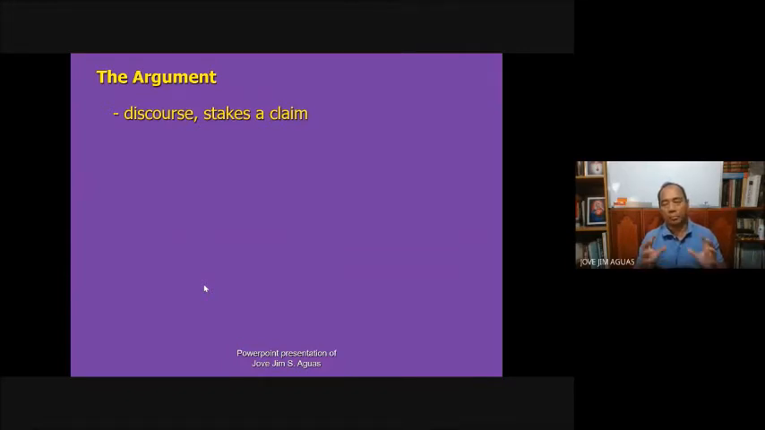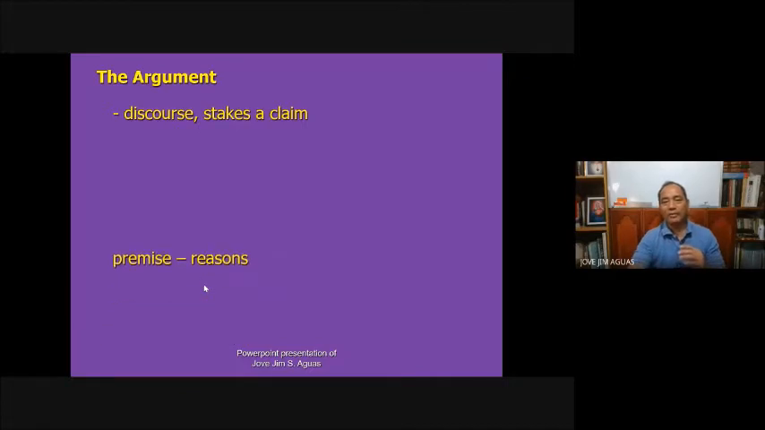Okay? The argument. The product of reasoning is argument. The product of simple apprehension is the concept. The product of judgment is the enunciation. And the product of reasoning is the argument. And we define argument as a discourse that stakes a claim, meaning it claims something. What is the claim? The claim is the conclusion, the proposition that is derived.